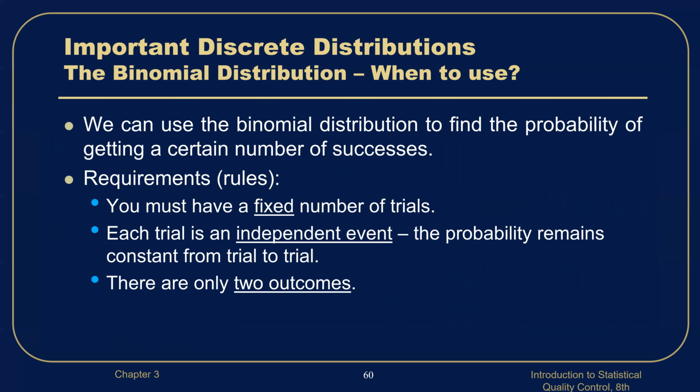When do we use binomial distribution? We usually use it to find the probability of getting a certain number of successes, but there are some requirements when we use it. There is a fixed number of trials. Each trial is an independent event, which means the probability remains constant from trial to trial. That's why we use it in the population that is infinitely large. Otherwise, as we select the samples, the probability may change. And there should be only two outcomes, like a Bernoulli distribution.